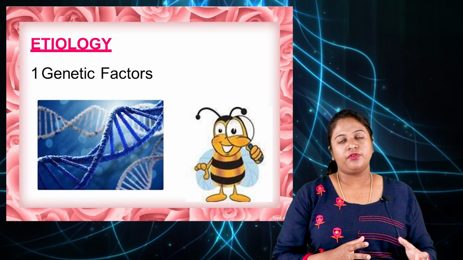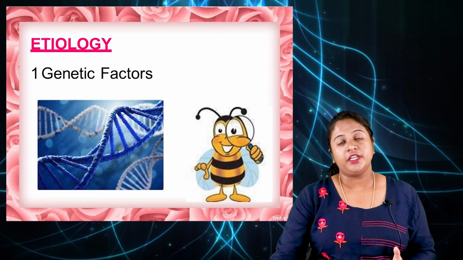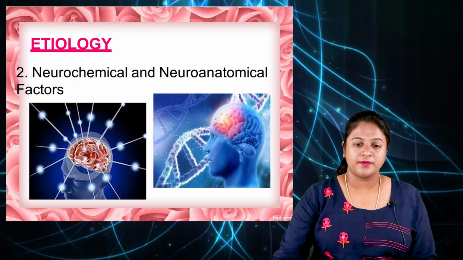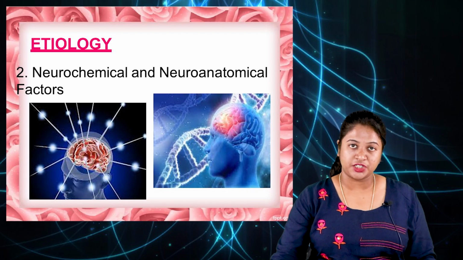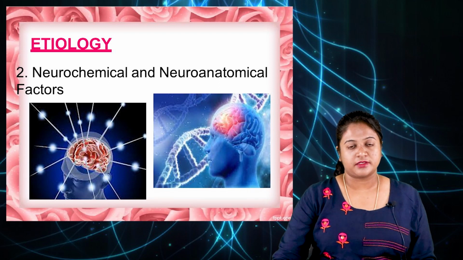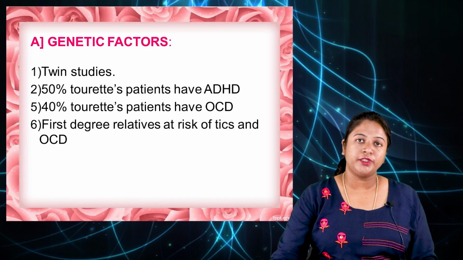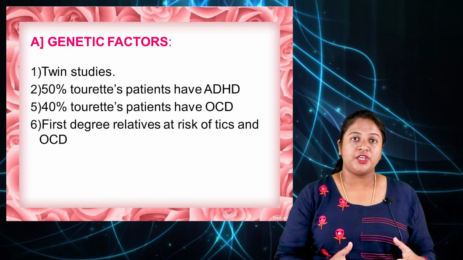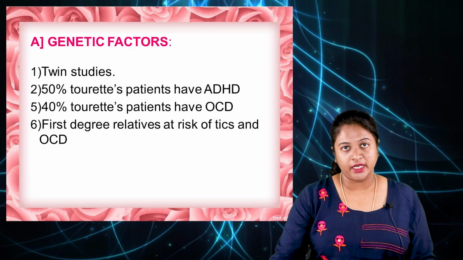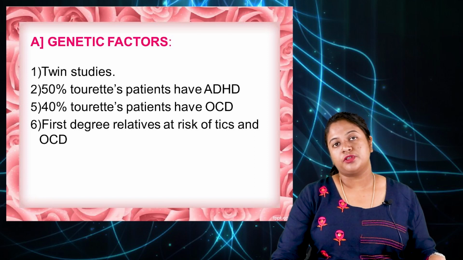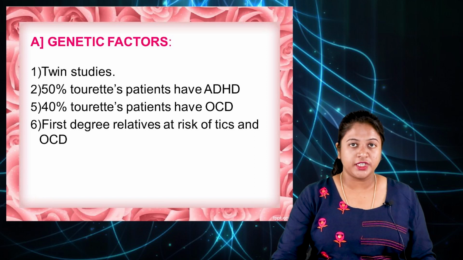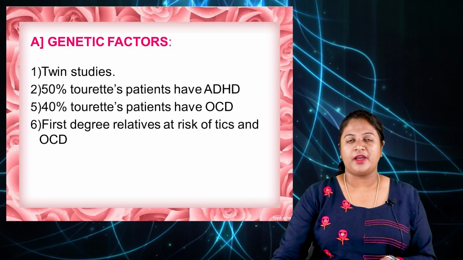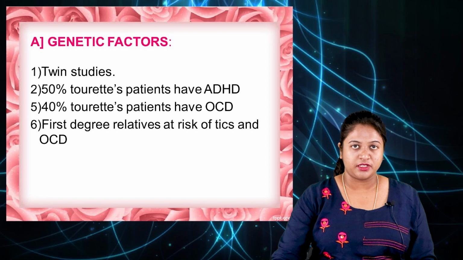So what is the etiology for the Tourette's disorder? We have genetic factors, which run in the family, neurochemical changes, neurobiological or neurostructural factors, and immunological factors. The first one is the genetic factor. It is noted to be more common in twins. 50% of the patients with Tourette's also have ADHD. 40% of Tourette's disorder patients have OCD, and first degree relatives with a history of tics in the family are at risk of developing tic disorders in their lifetime.